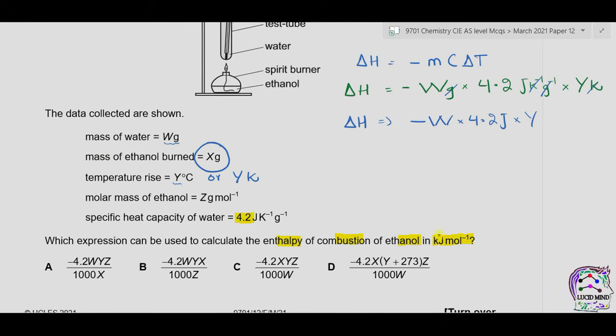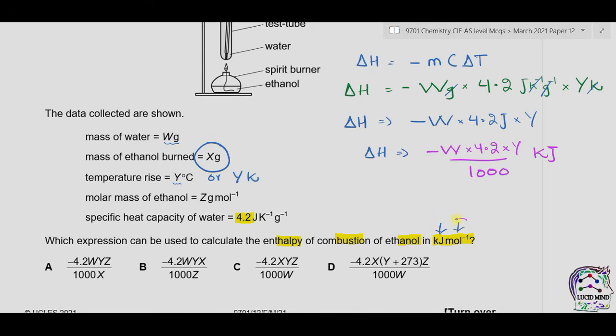But they have asked to find it in kilojoules per mole. Let's first convert this equation into kilojoules. We have joules, so we can divide by 1000 to make it kilojoules. So delta H will be minus W into 4.2 into Y divided by 1000 kilojoules. So this shows the enthalpy change of combustion in kilojoules for X grams of ethanol.